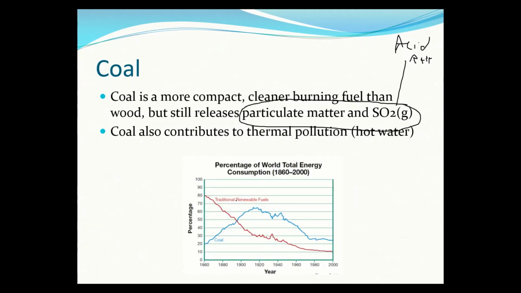So this is traditional renewable fuel, so that would be things like wood. You can see around the 1880s it's gone down, and with that was a rise of coal. But because coal is bad for the environment, with particulate matter and SO2, you can see that coal has decreased over the last 40 to 50 years.